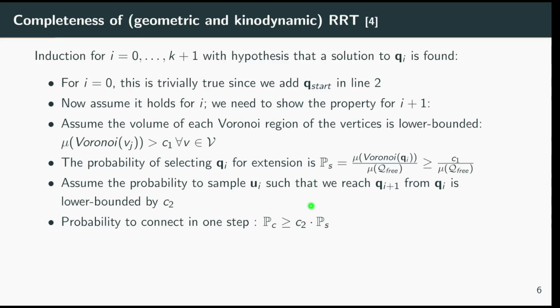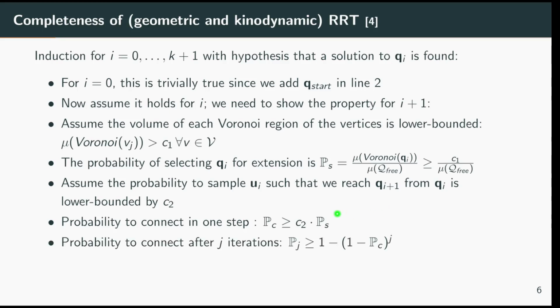And then we can also formally bound the probability. So the probability to connect, or PC, will always be greater than the probability of getting from I to I plus 1, times the probability of selecting I in the first place. And that just assumes that those are two independent events. That's why we can multiply the probability.